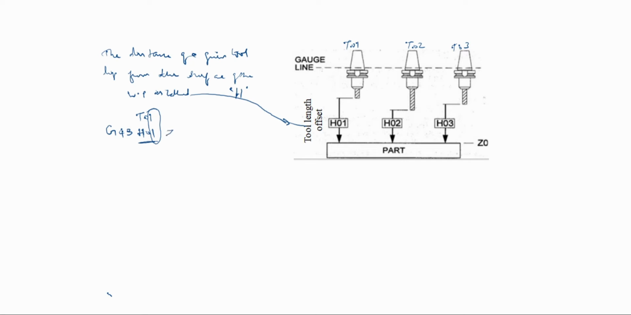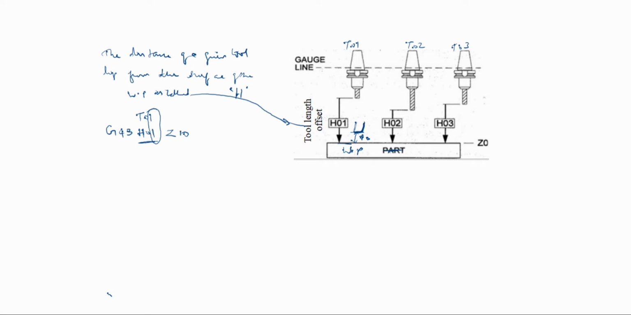Here you can type Z10. Z10 means, you see, this is the Z value. This portion is Z10, so the tool will come this way. This height is 10, and this is the workpiece. The height is 10 mm. So the tool is here.